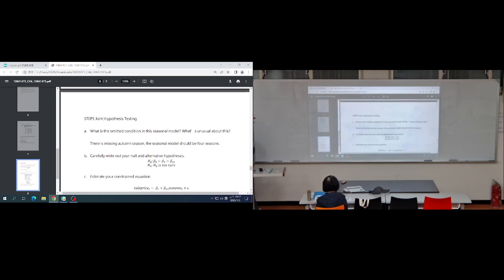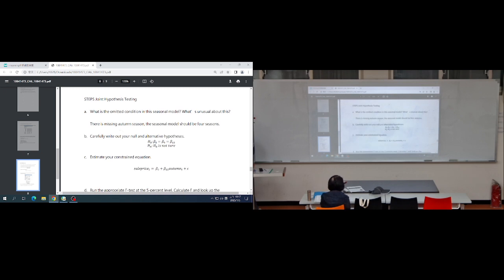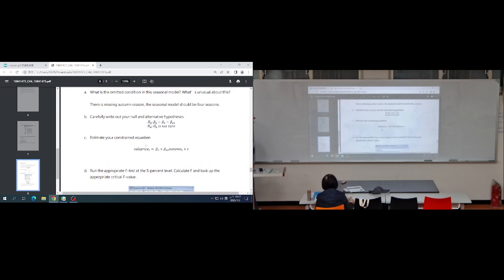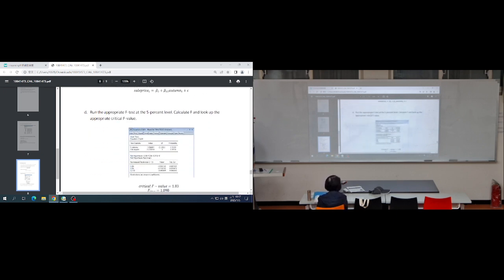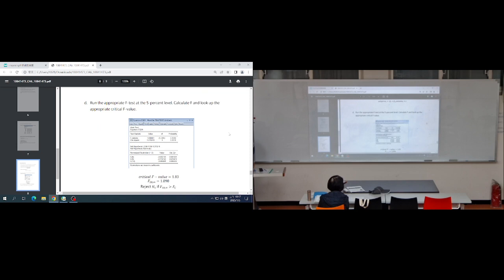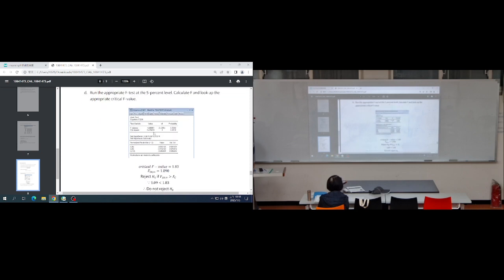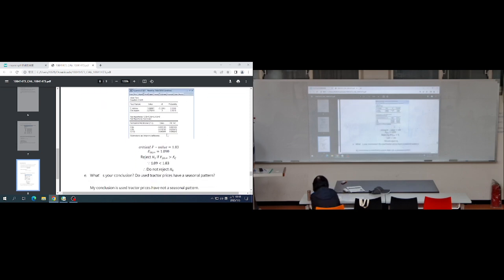For step 5, they are missing autumn season. The seasonal model should be 4 seasons. Okay. Just go on to the D part. When the F test, yes, is output in the review.